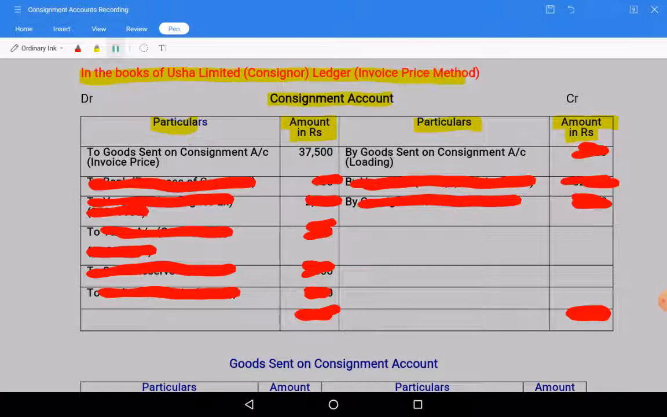If there is any gap between my audio and video, please adjust it, because this app is creating some problem while recording. There may be a chance.